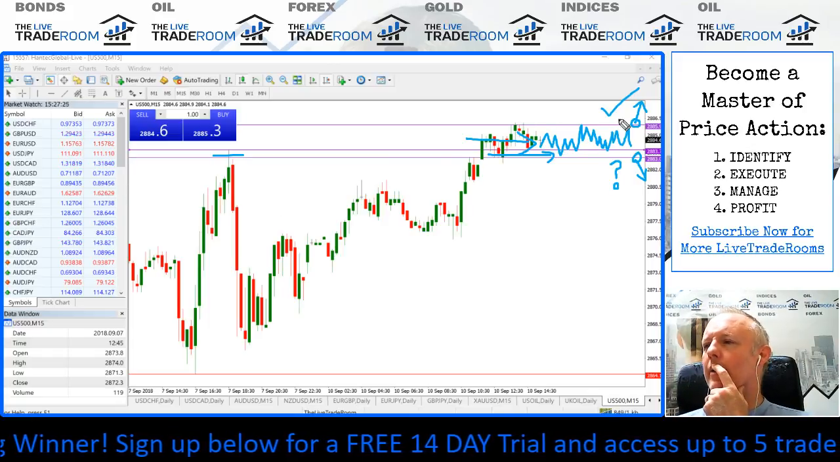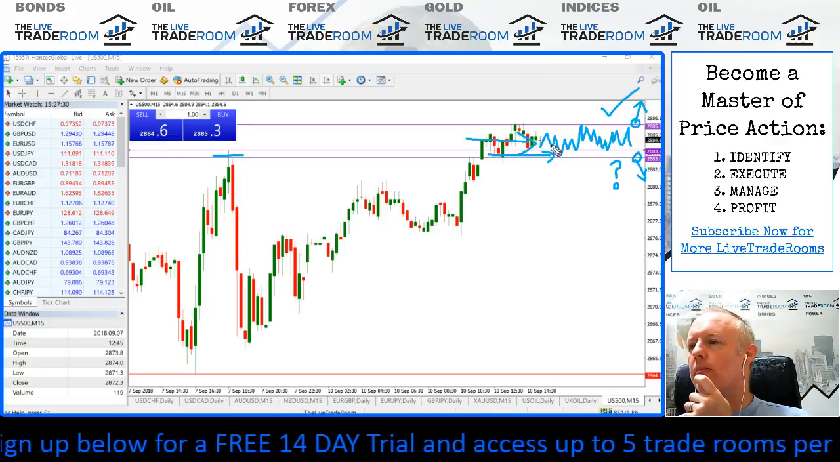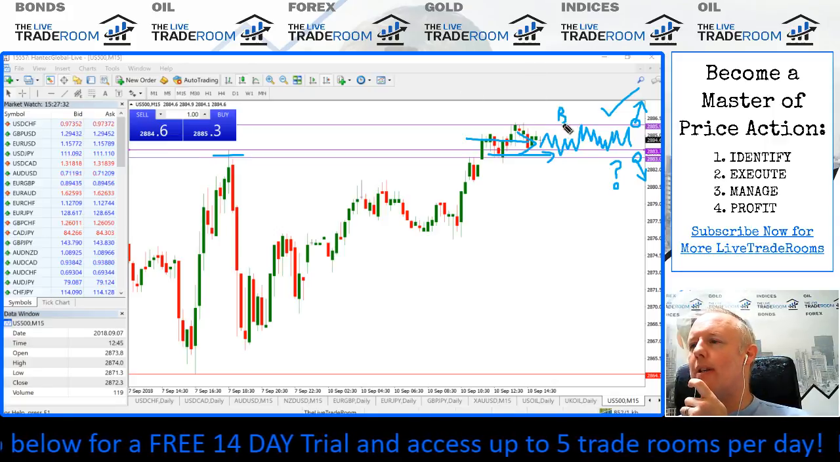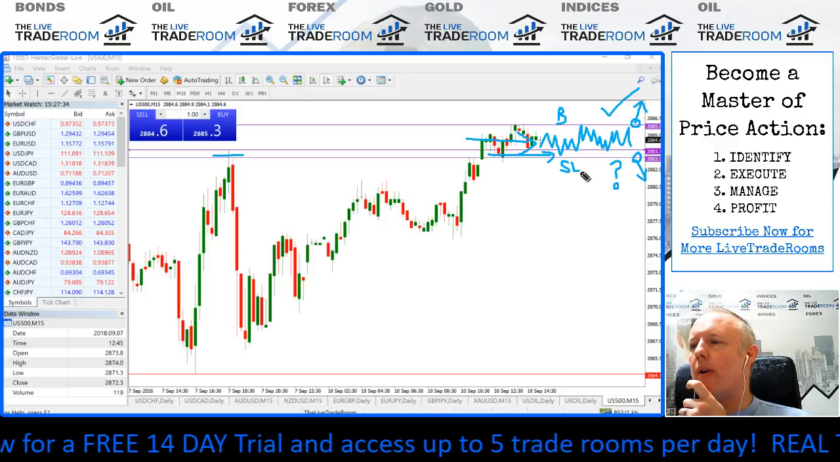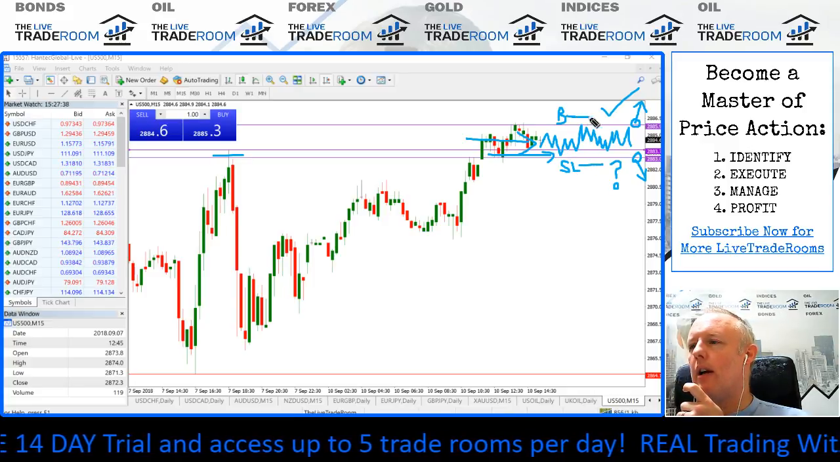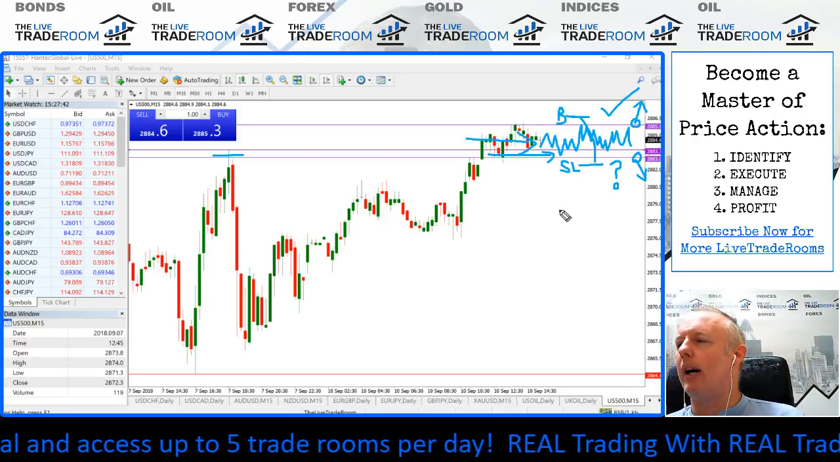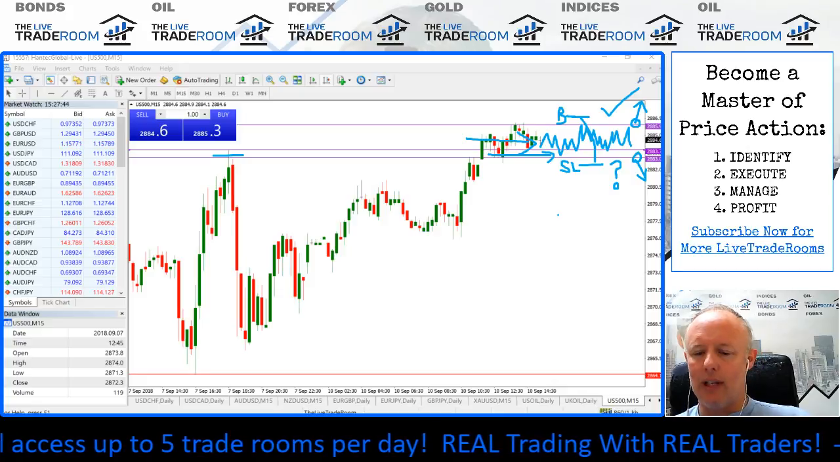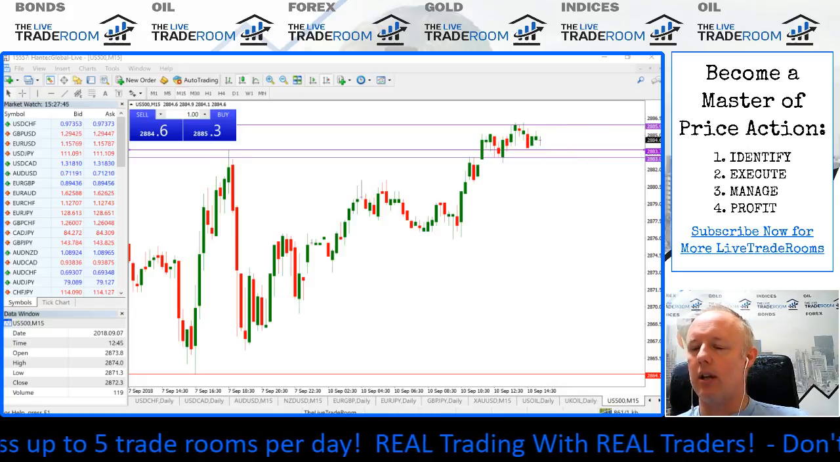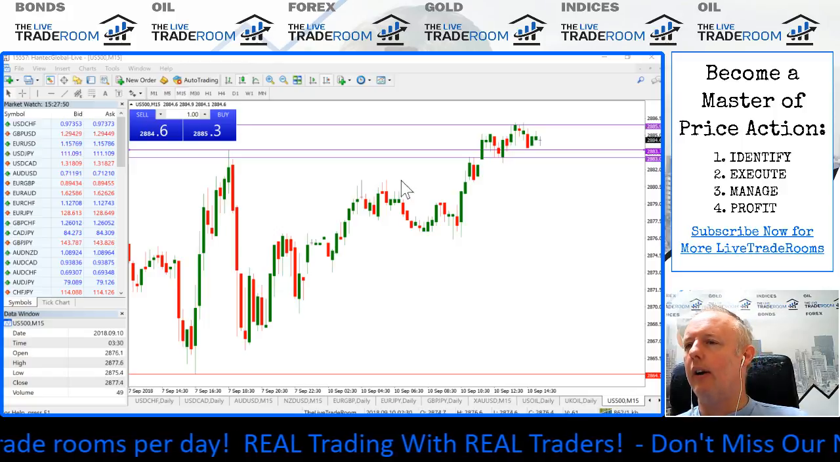So what we'd like is for this market to eventually break higher. That would allow us to maybe even buy above this level and place a stop loss below that level, and give us potentially a decent risk reward trade in this market. So we'll wait and see. Obviously we need that kind of price action to start to unfold.